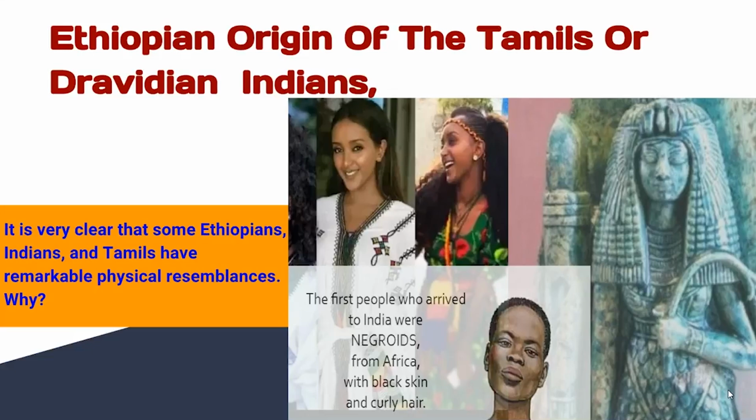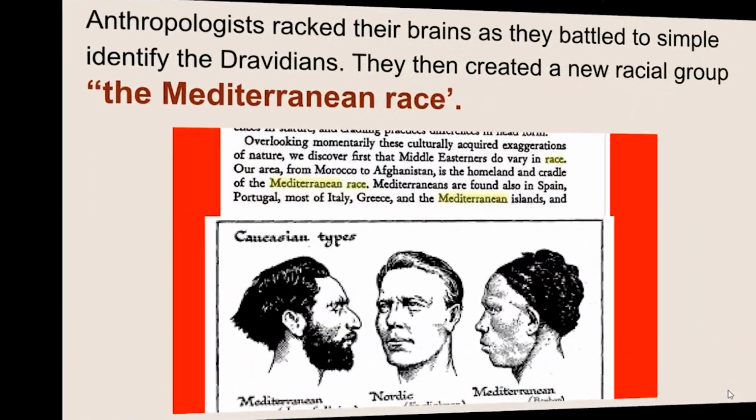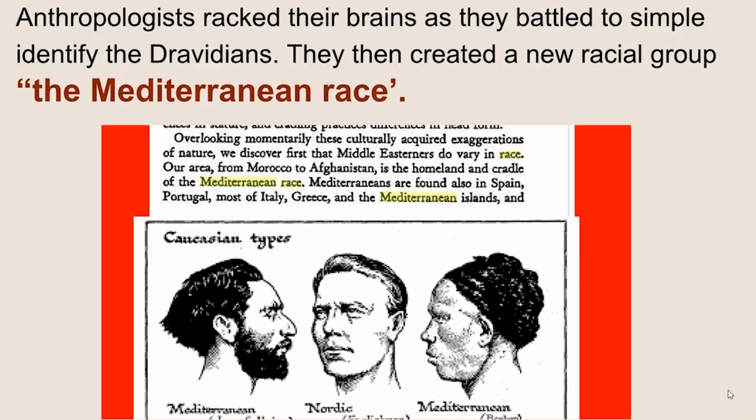We want to continue with this theme because we come to the point where anthropologists wracked their brains as they battled to simply identify the Dravidians. The Dravidians here represent the whole group of ancient original indigenous Indians. They then created a new racial group which they named the Mediterranean race.